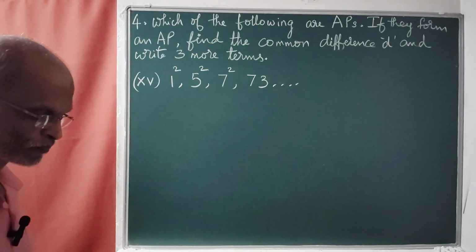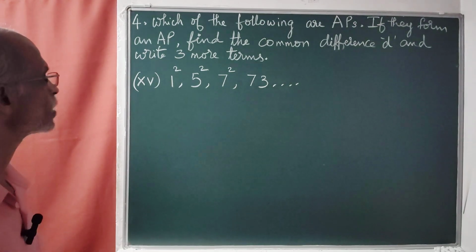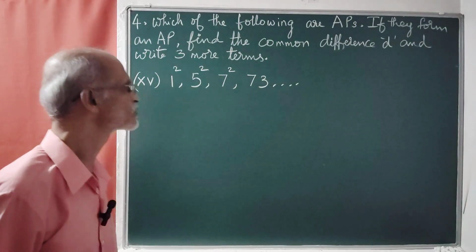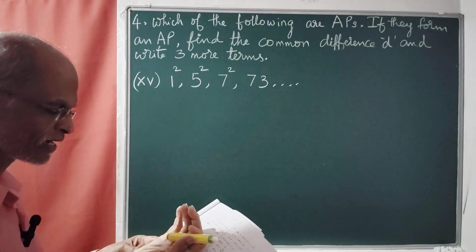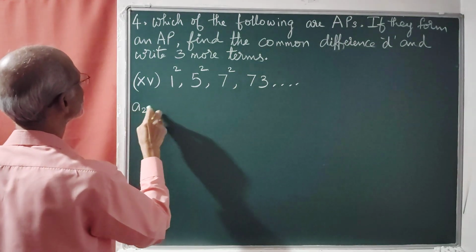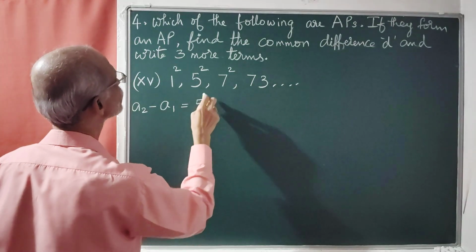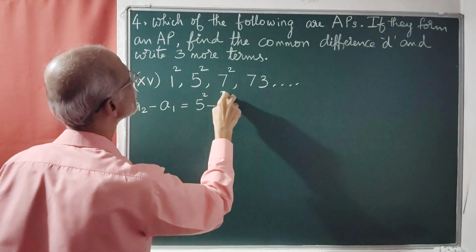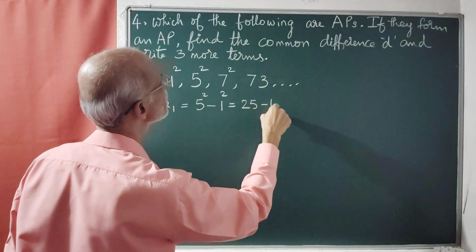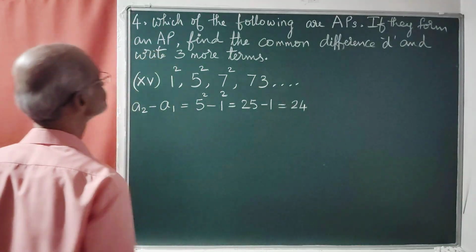Fifteenth sum. The given numbers are 1 square, 5 square, 7 square and 73. Now we will find the difference between the terms. A2 minus A1. A2 is 5 square minus 1 square. What do we get? 25 minus 1. So 24 is the difference between the first two terms.